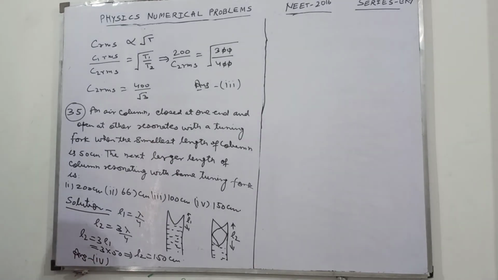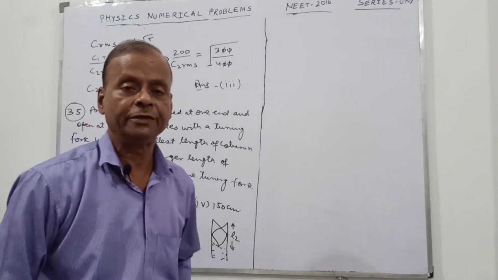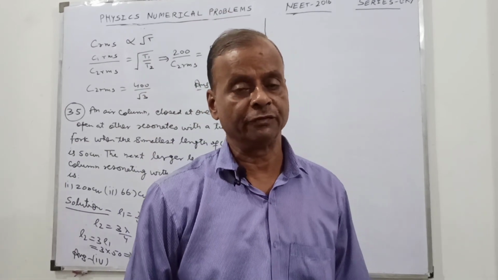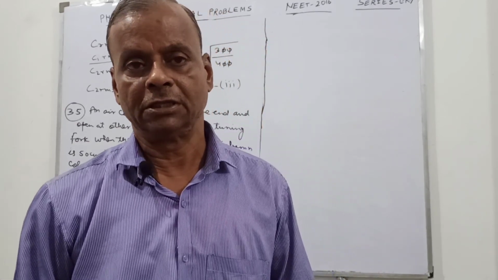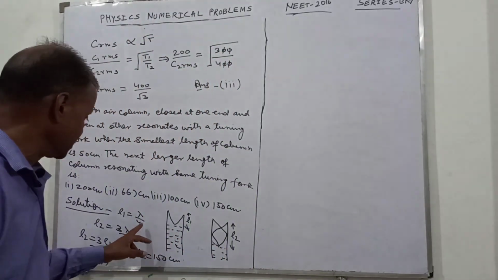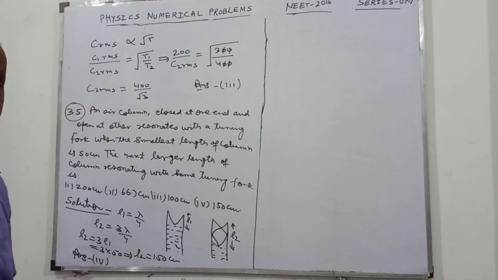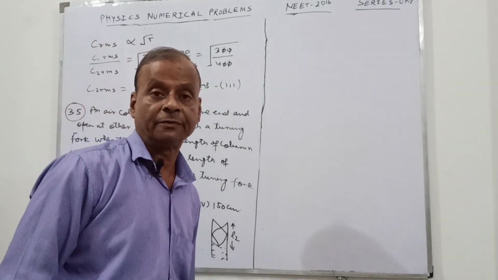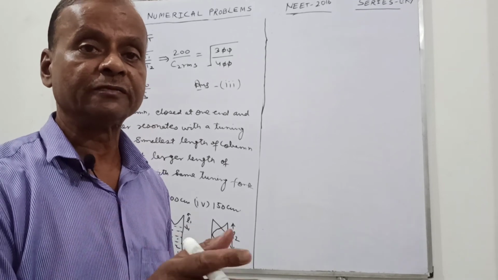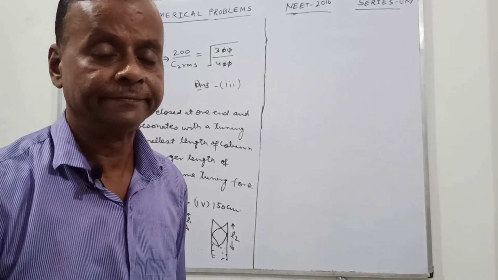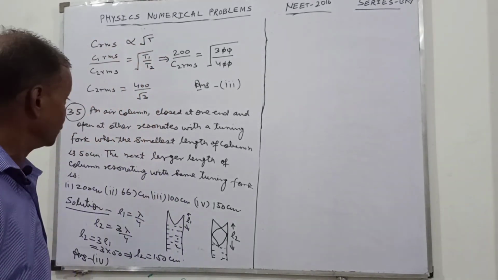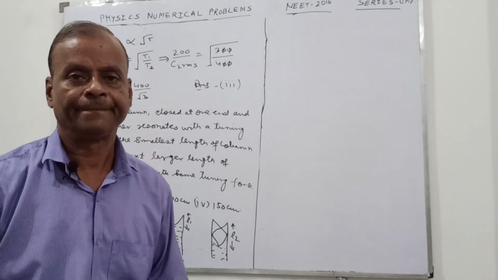Fourth. And always remember, when we are given the air column which is closed at one end, then there are the odd lengths. This is lambda by 4, 3 lambda by 4, then next 5 lambda by 4, then next 7 lambda by 4. So if you are given one of the lengths, you can find the second one. So this is the answer to your question number 35.